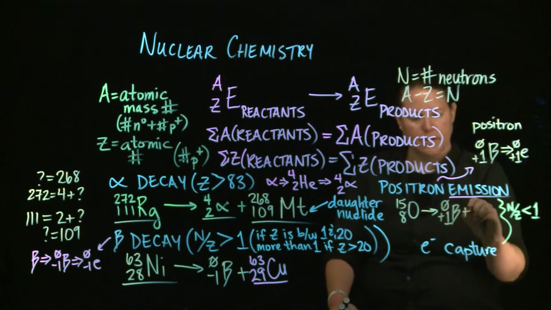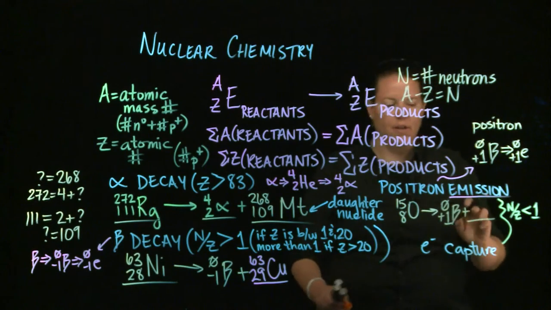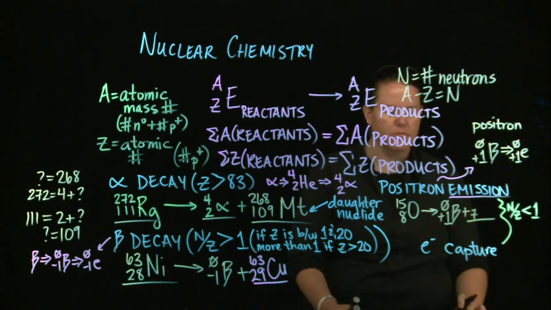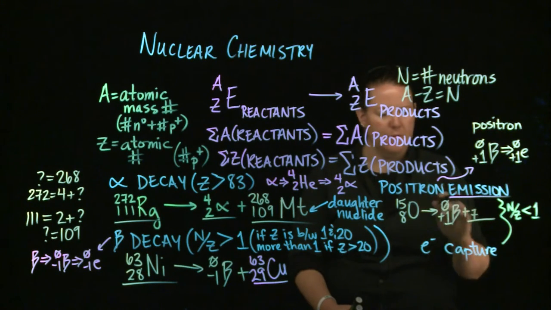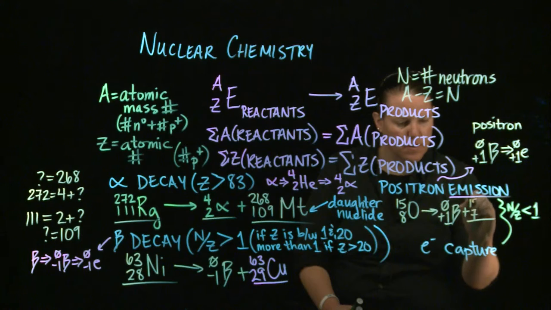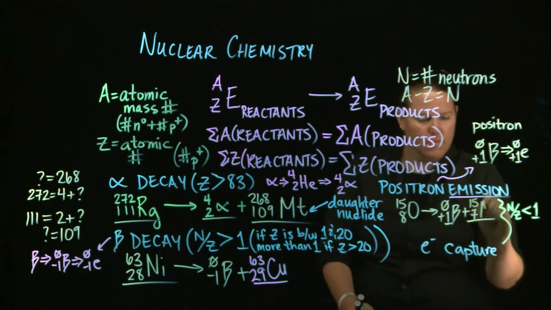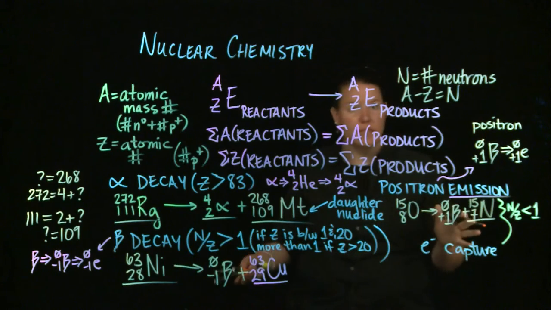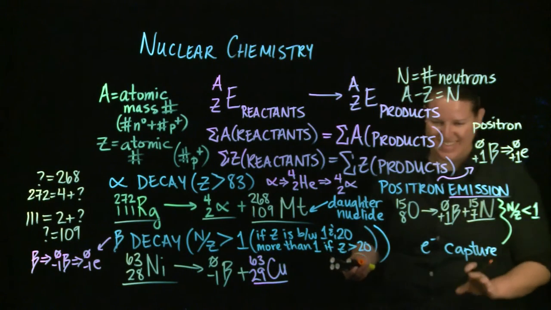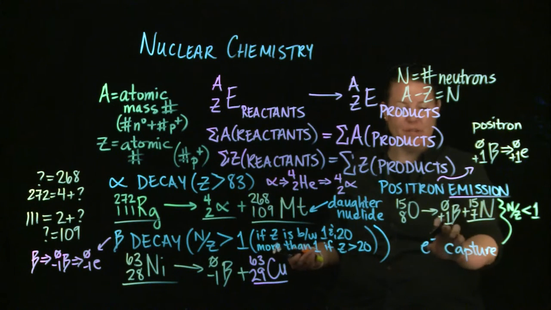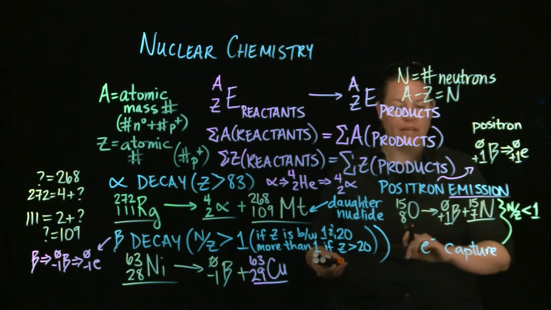So to predict the daughter nuclide, what number plus 1 gives me 8? That would be 7, right? And one number plus 0 gives me 15. That would be 15. Makes kind of good sense, doesn't it? And that still is not perfect. Because in terms of looking at this, you have 7 plus 1 equals 8, 15 plus 0 equals 15.